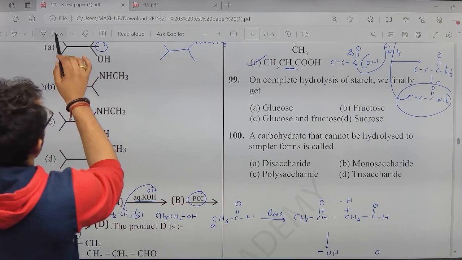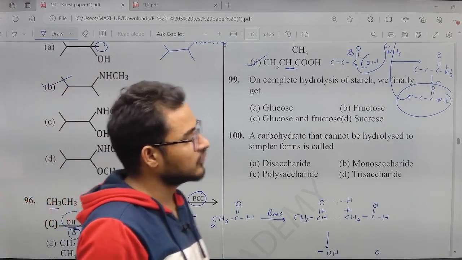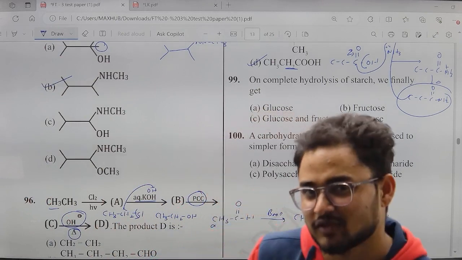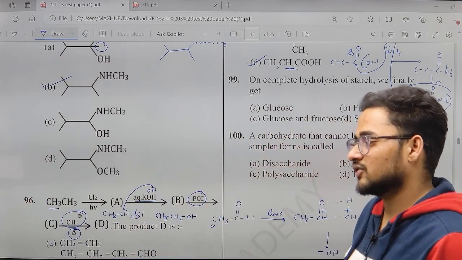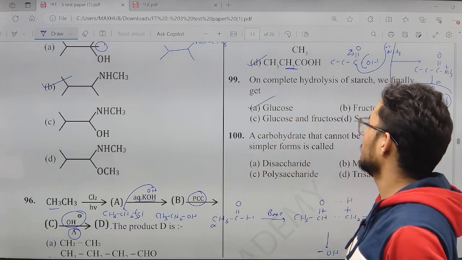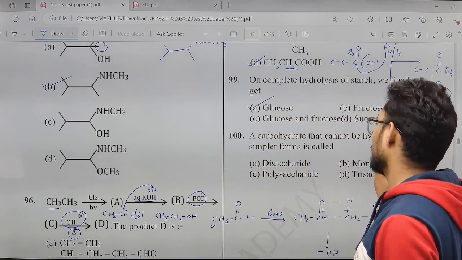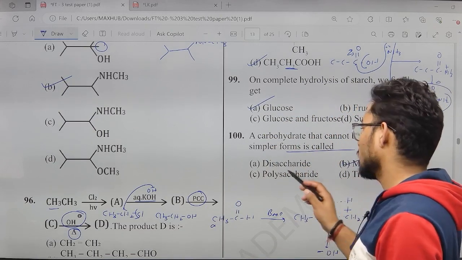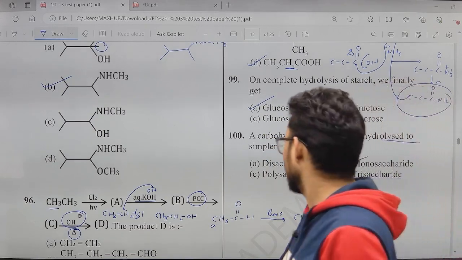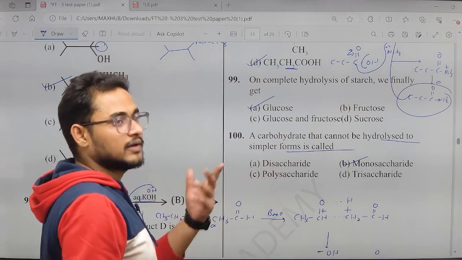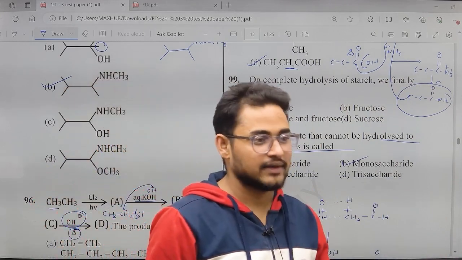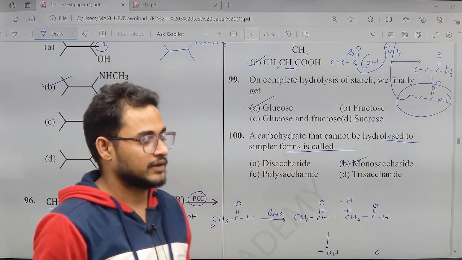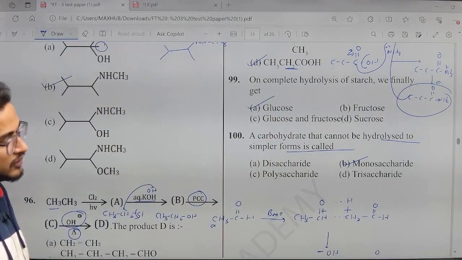Now question number 99. On complete hydrolysis of starch. Obviously we know the method of preparation of glucose. Complete hydrolysis of starch will provide you glucose. Carbohydrate that cannot be hydrolyzed to simpler forms is called monosaccharide. Disaccharide will provide you 2, trisaccharide will provide you 3, and polysaccharide will provide you a lot, more than 10, because 2 to 10 are known as oligosaccharide, not polysaccharide. So that was all about this. Thank you for watching.